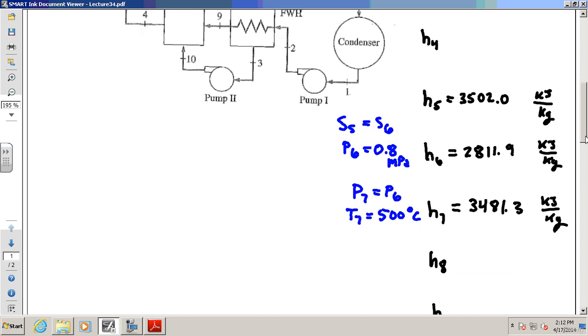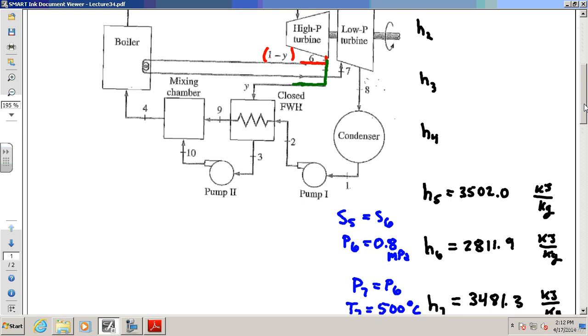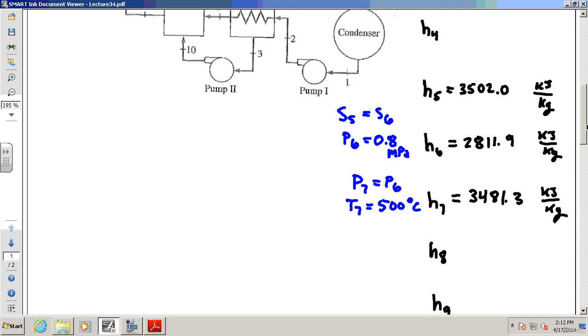And for 8, you use the same thing that we just did on the other turbine. When we went through the high pressure turbine, I used the fact that S5 equals S6 because it's isentropic. Well, the low pressure turbine is also isentropic, so you can do S7 equals S8, and you know the pressure at 8 is very low. It's 10 kilopascals. If you do that analysis, I'll just shortcut this for you. It's 2494.4 kilojoules per kilogram.